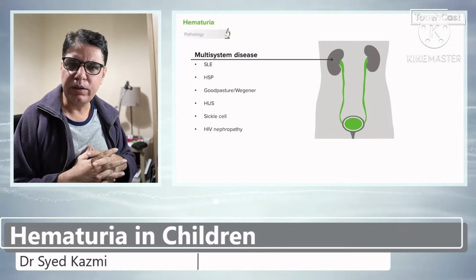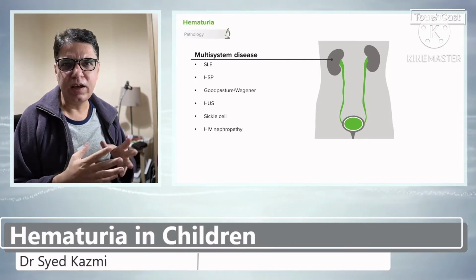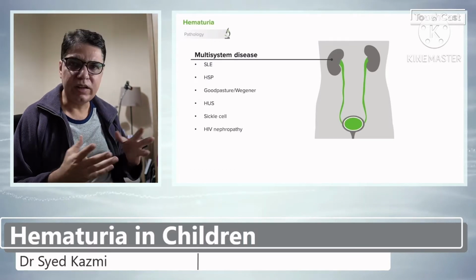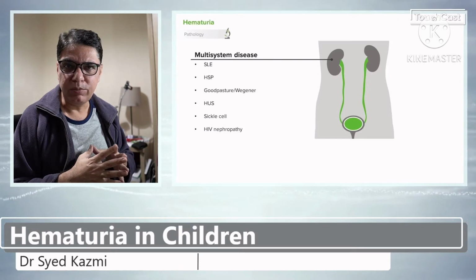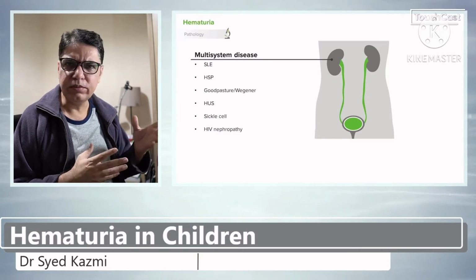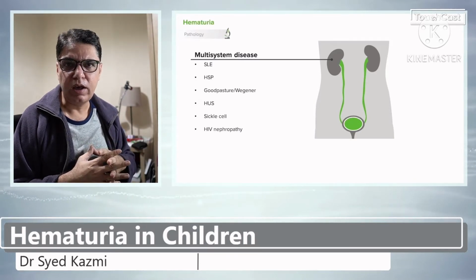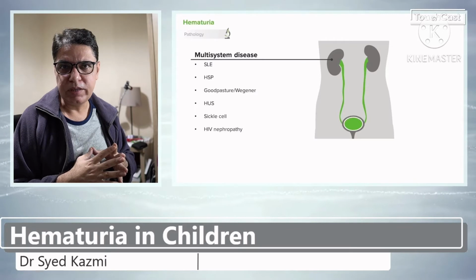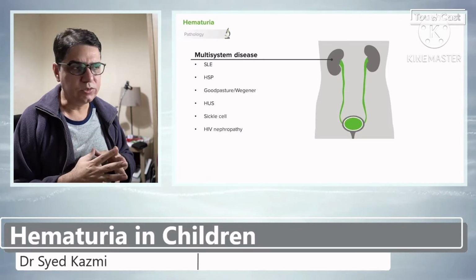HUS stands for hemolytic uremic syndrome. It's caused by Shigella, Campylobacter, and it can present with hemolysis, with rising urea levels, and with hematuria. Sickle cell, mostly in the African population, can present with hematuria, blood in the urine, and rarely HIV nephropathy, in which if the kidneys are involved, then the child can present with blood in the urine.